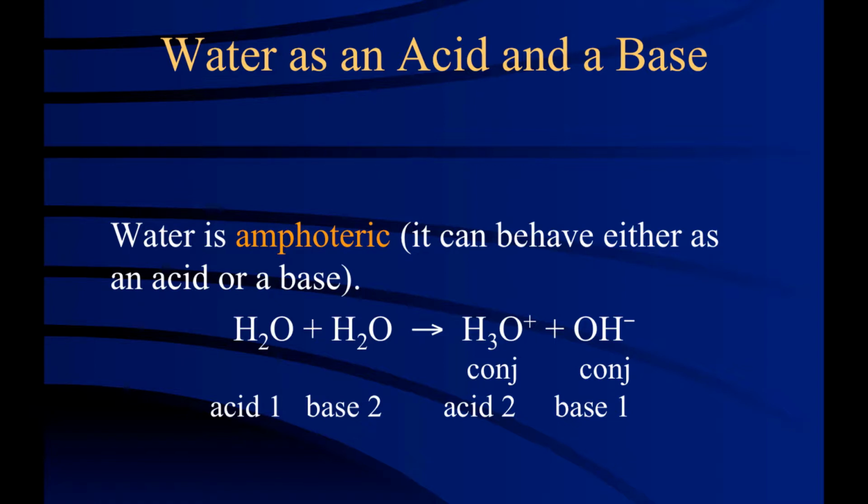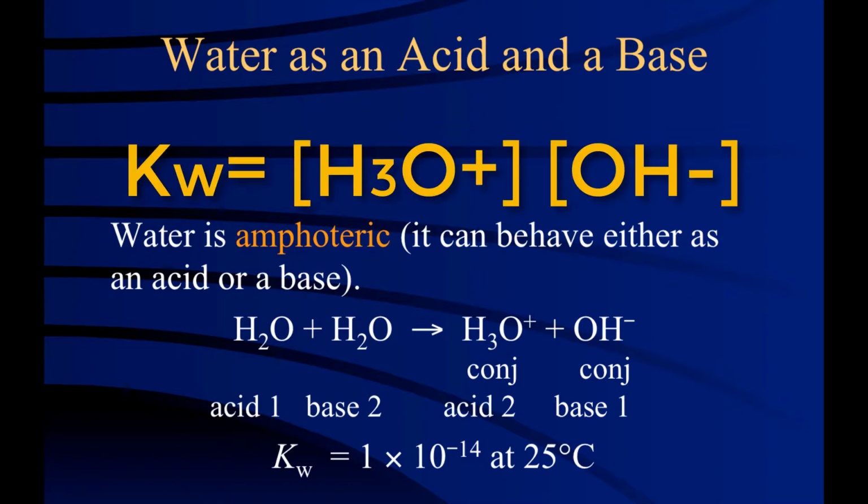What do we like to do when we see a reaction like this? We like to write a K expression. So what's the K expression for water going to be? Well, we don't include the water, so what's the K expression going to be? You're right. The K expression is just going to be the hydronium ion concentration times the hydroxide ion concentration. And we know that at 25 degrees, the Kw, or the H3O concentration times the OH concentration, is 1 times 10 to the negative 14th.